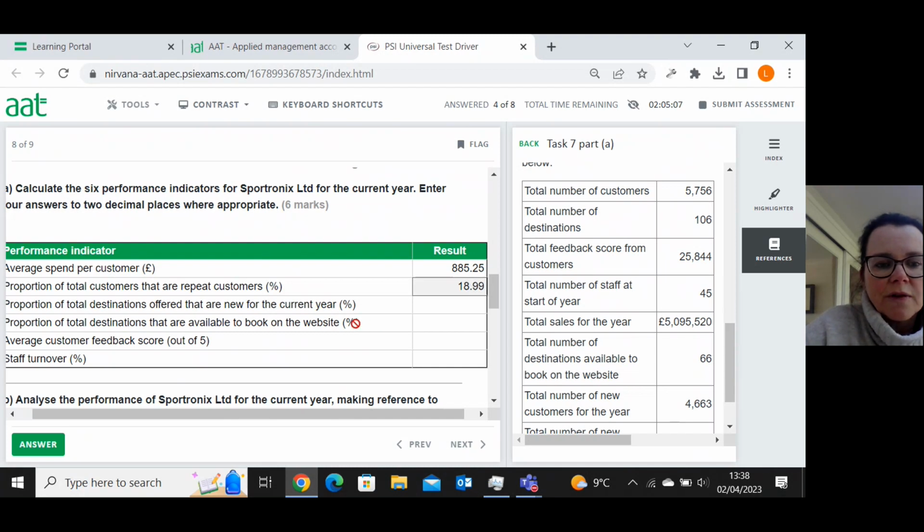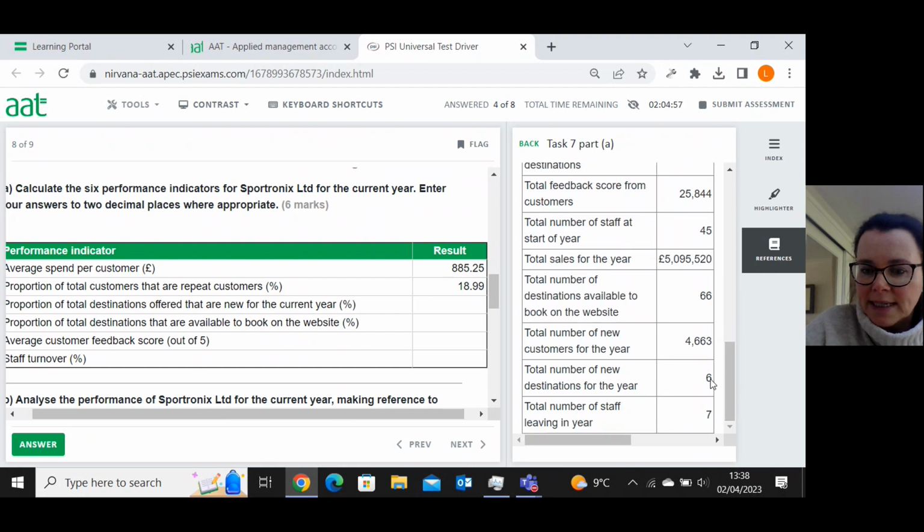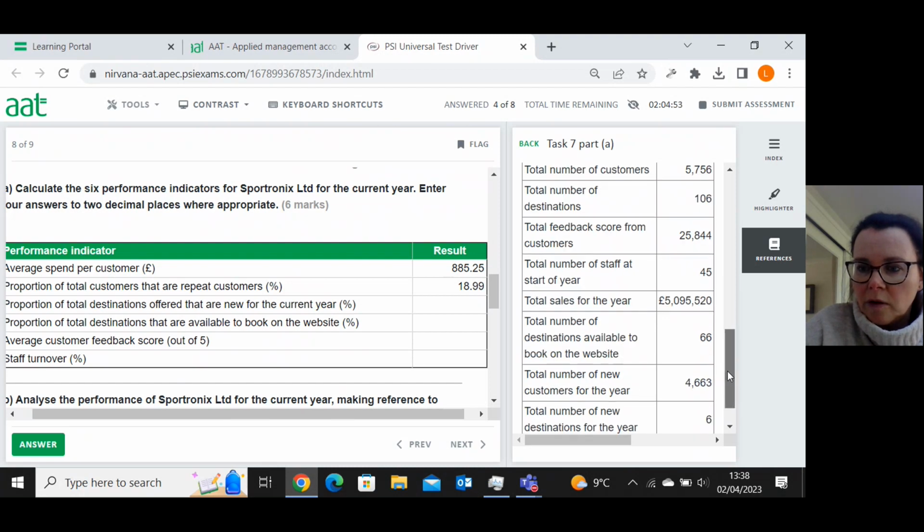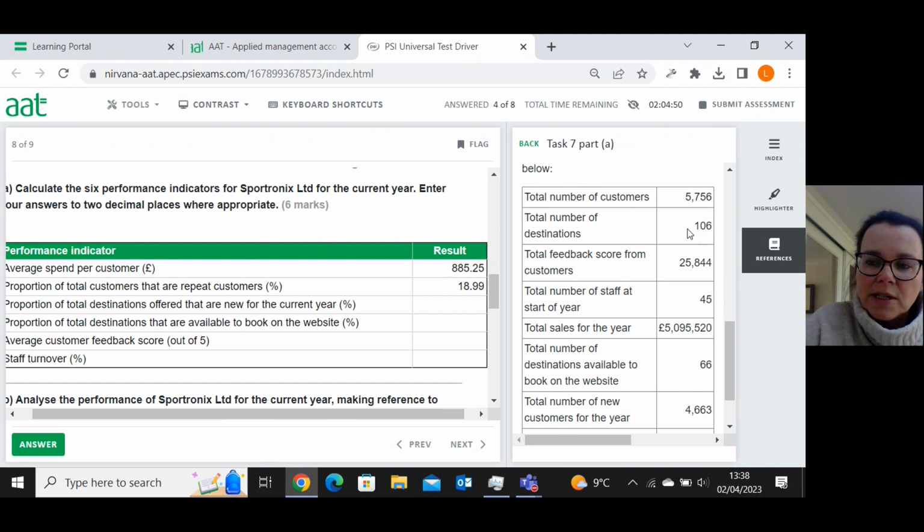Proportion of total destinations offered that are new for the current year. So new destinations, here we are, I've got 6 out of a total of 106. So 6 divided by 106 times 100. Proportion of total destinations that are available to book on the website. So 66 divided by 106 times 100.